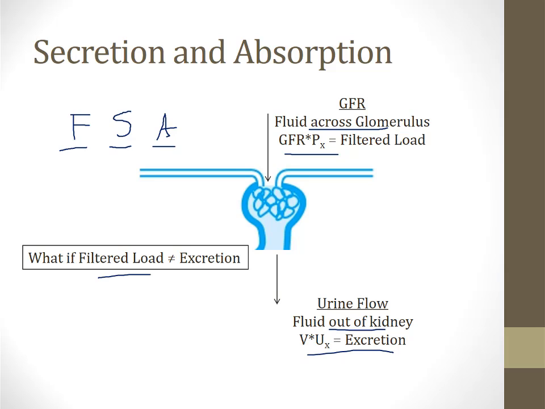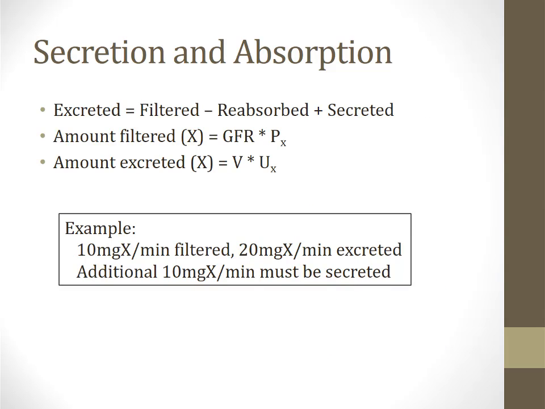What if the filtered load doesn't equal the excretion rate? This must mean that there is some secretion or absorption that is modifying the amount of that substance going out, such that the amount going out is not the same as the amount filtered. And this is the effect of secretion and absorption by the nephron. So just to summarize, the amount of a substance excreted is equal to the amount filtered minus any that is reabsorbed plus any that is secreted.